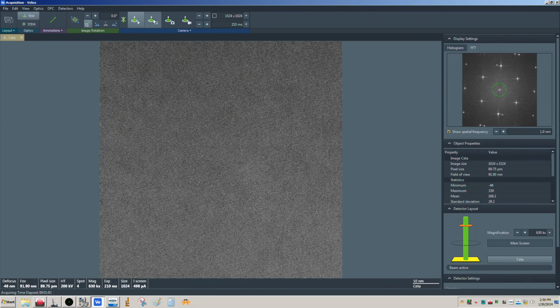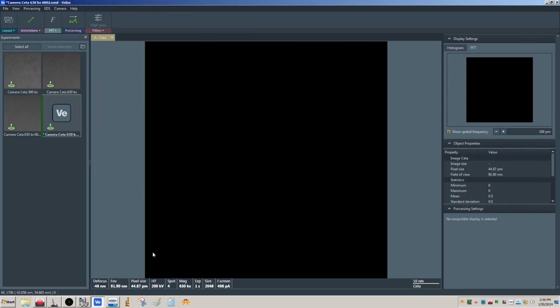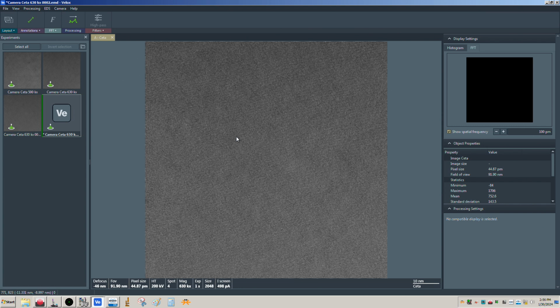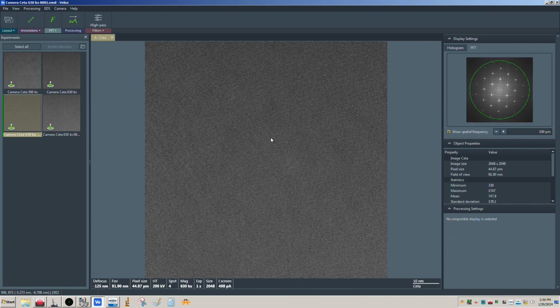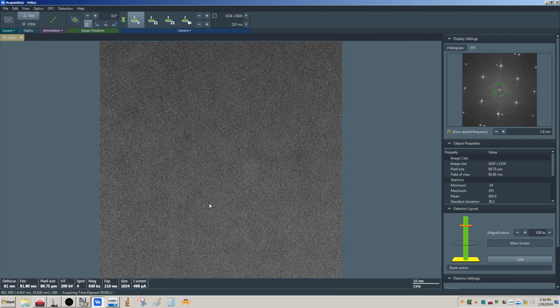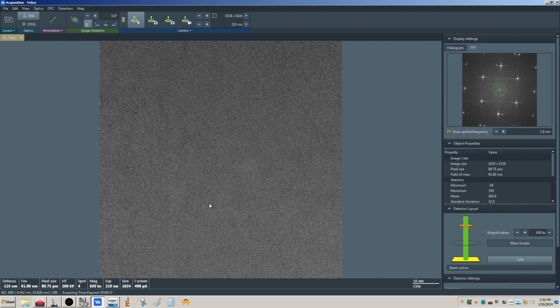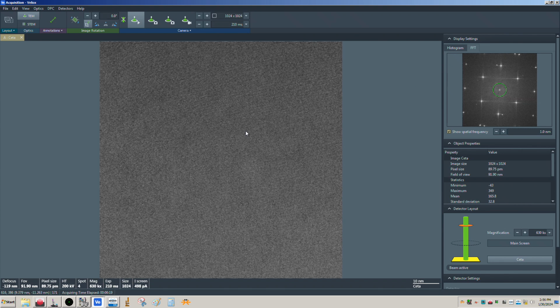Let me take one more picture here. Okay, so we lost some of those higher order spots. So I'm guessing that means the focus needs to go back out here. Let's see what that.